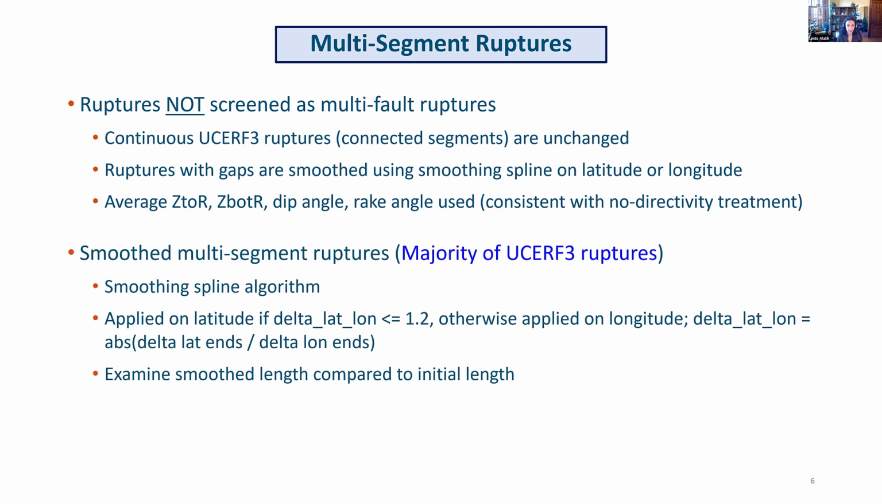Going over the ruptures that have gaps, which is the majority of the USOR3 ruptures, we apply a simple smoothing spline algorithm based on a criterion of the change in latitude versus longitude of the rupture, and that decides whether the smoothing spline is applied on latitude versus longitude.